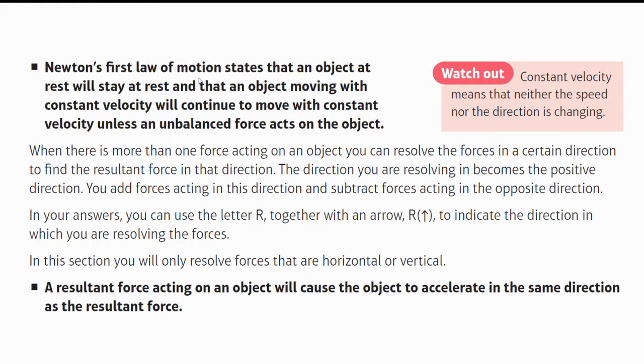Okay, so we've already gone through what Newton's first law is. It's written out again there. And we've got to understand a few bits of terminology. So when there's more than one force acting on an object, you can resolve the forces. So resolve means, well, let's just see what the result is. If there's 10 newtons going one way and 5 going the other way, then the overall result would be 5 in a certain direction. Okay, and that would be called the resultant force. So you resolve forces to find a resultant force.